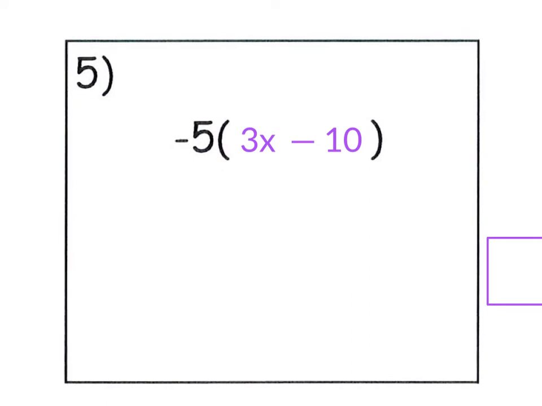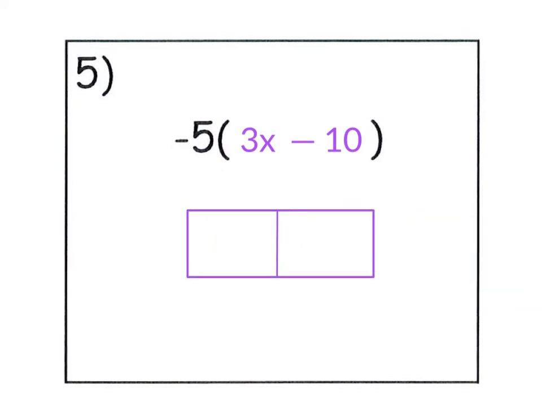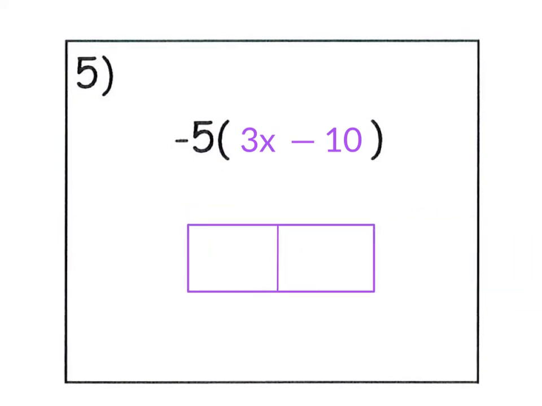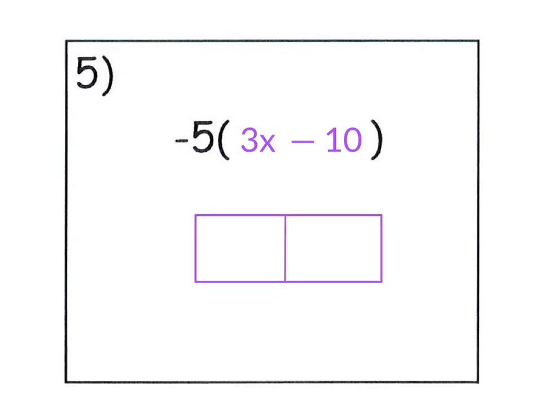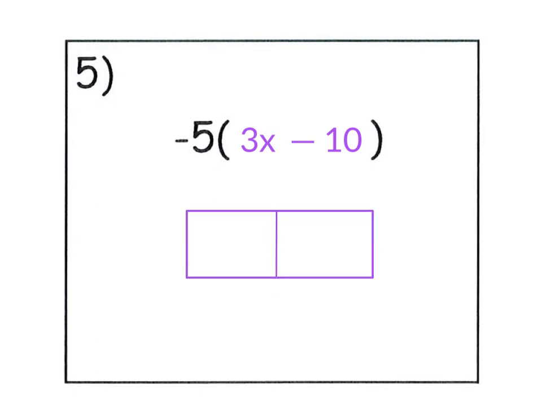Okay, for number 5, I want you to fill in the parentheses with the 3x minus 10. So what we're doing is we're multiplying the negative 5 times the 3x minus 10. So again, I'm going to set up my area model to show that I'm multiplying this negative 5 times both terms here. So on the side, I'm going to put the negative 5, and on the top, I'm going to put the 3x and then the minus 10. So notice when I wrote it as the two terms, I wrote the 3x and then the negative 10, since that's kind of what this is representing. Minus 10 is like a negative 10.